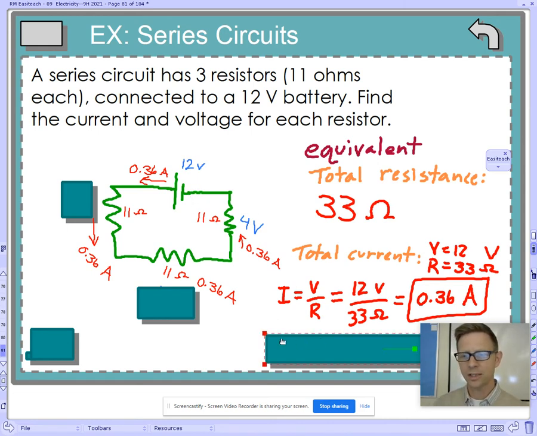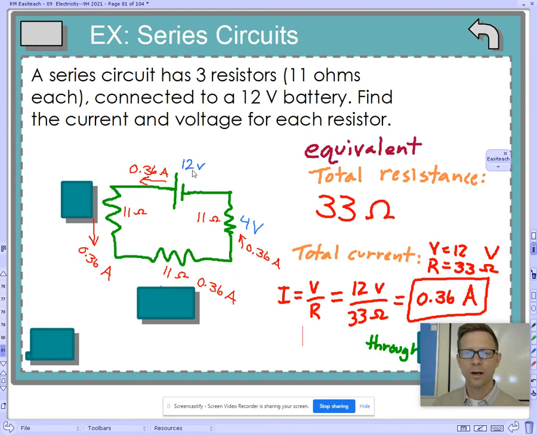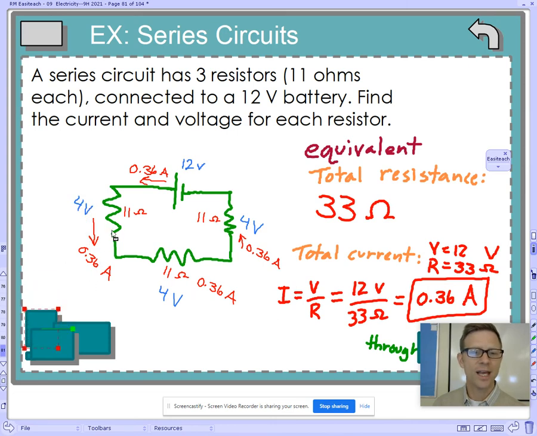Now, the next question is, what about the voltage? Well, the voltage is split evenly. The voltage is split from 12 volts. Each of these will get 4 volts because they are equivalent resistors. I don't want to get too much more into that. I'll probably typically give you 3. If I ask you about the voltage, I'll ask you about 3 equivalent resistors, probably.